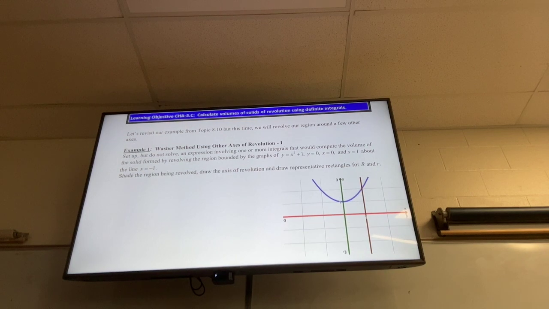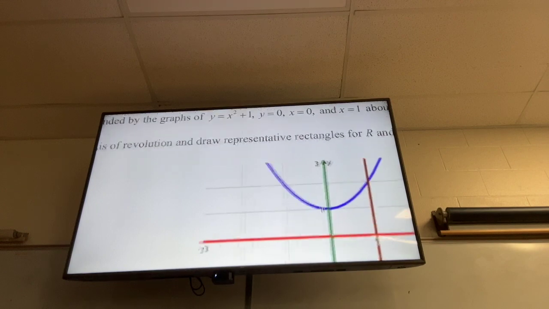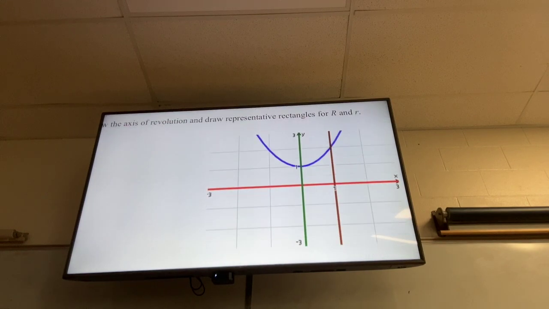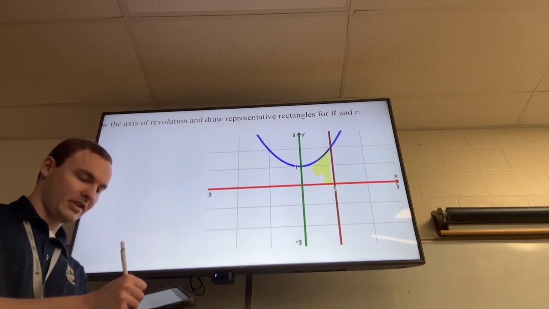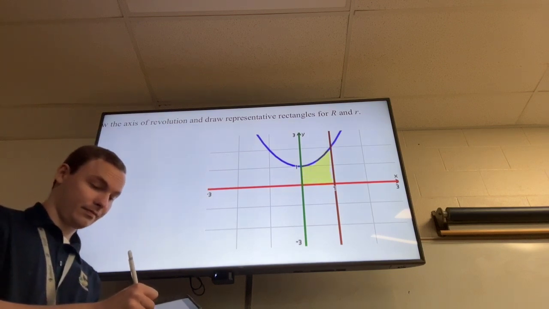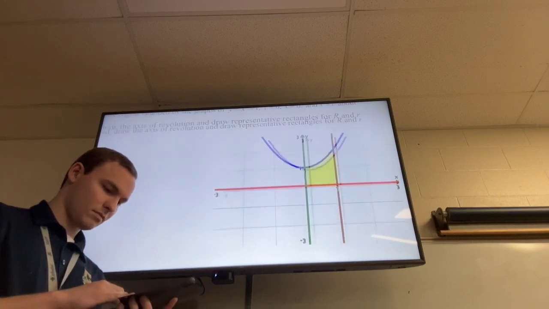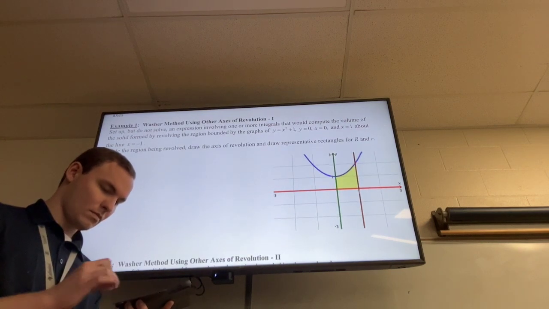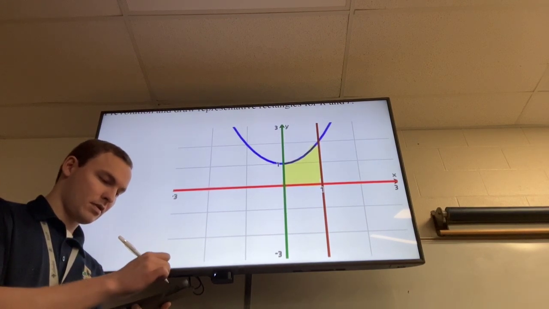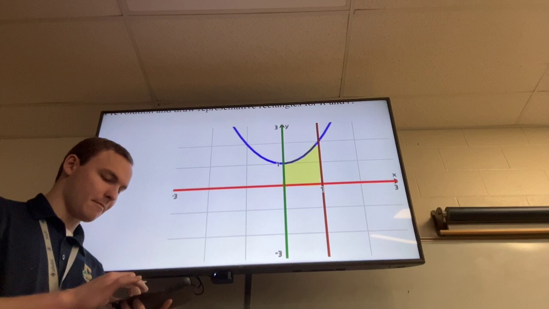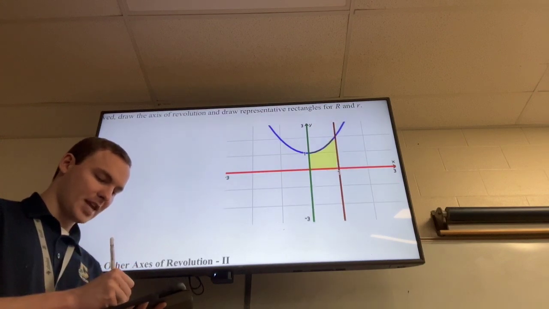All right, so set up. Here we go. What they're saying is, what's the region bounded by these 4 graphs? Do we see where that is? Okay. Little yellow guy right there. And we're going to revolve it around the line x equals -1. So we're going to revolve it around this pink dashed line.